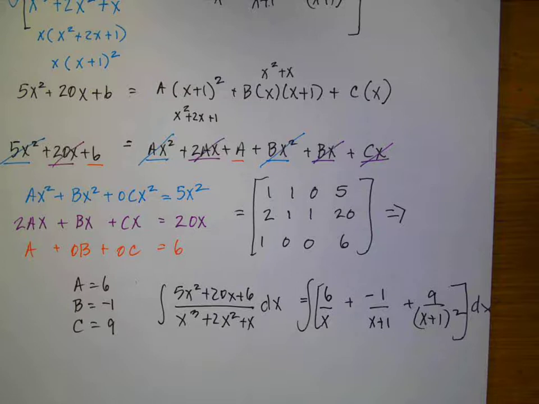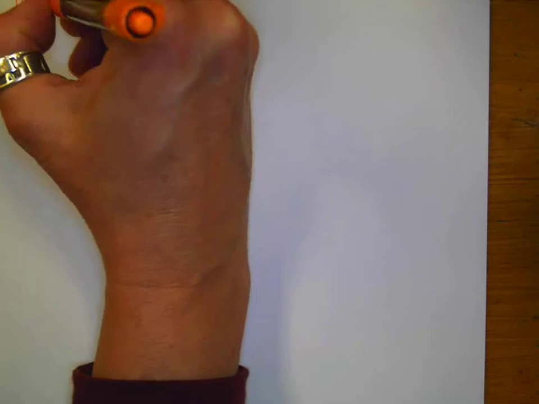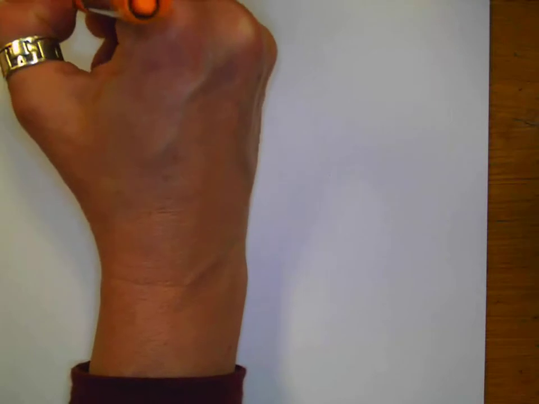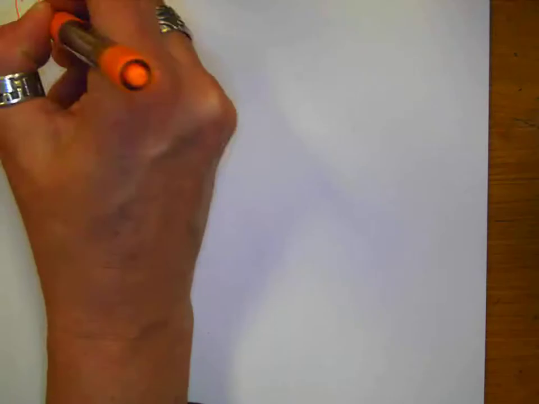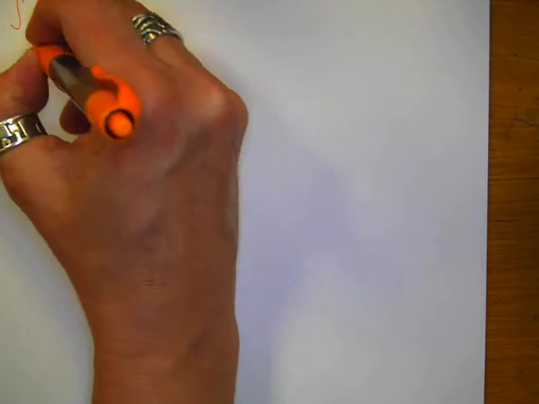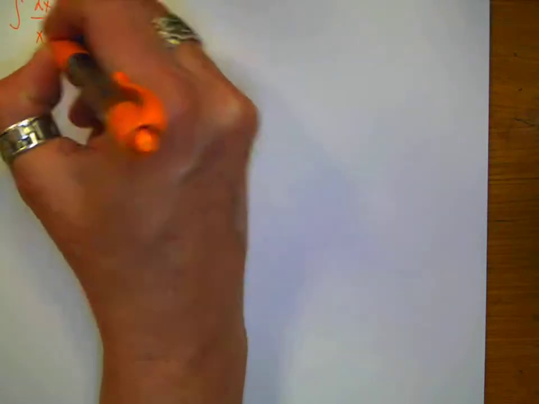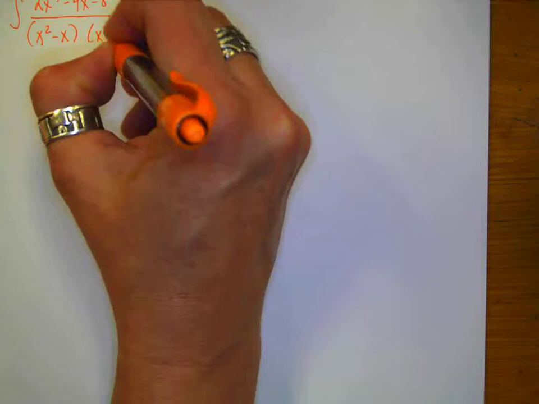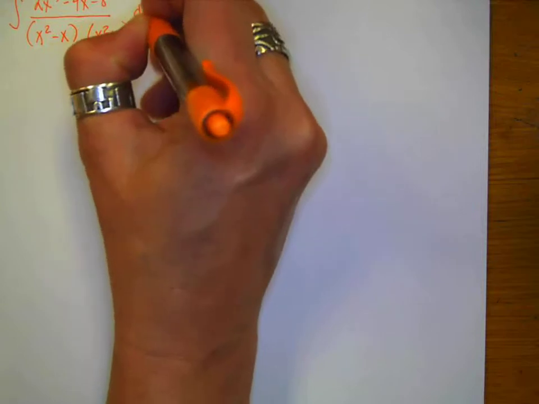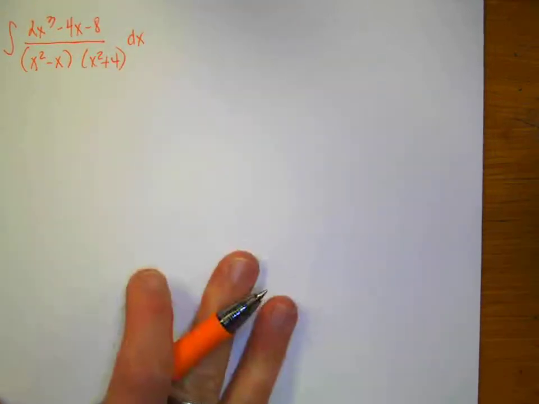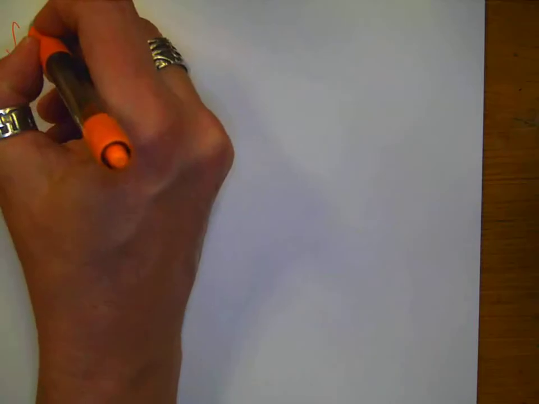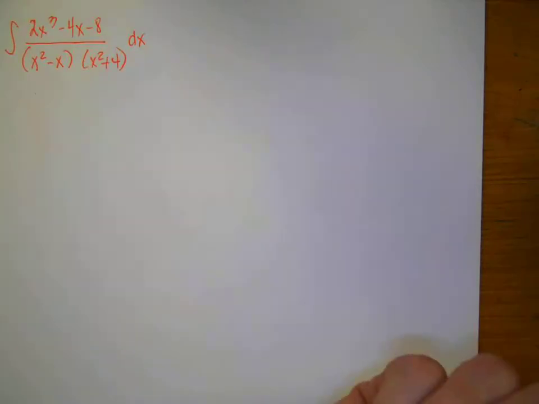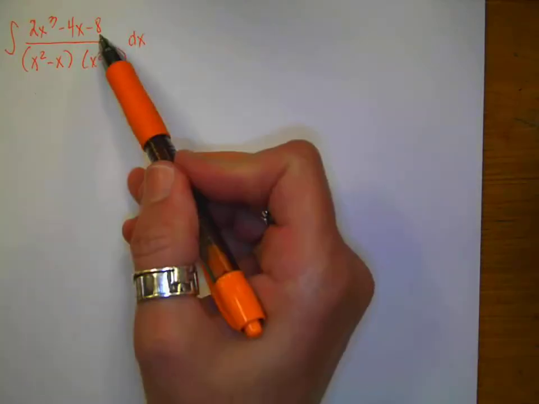Way more fun. Alright, so for our next example, I need some real estate, so let me just start a new sheet. So for this one, we're going to have the integral of 2x cubed minus 4x minus 8 over x squared minus x, and then x squared plus 4. And in these examples, none of the factors cancel because the book has done that on purpose.